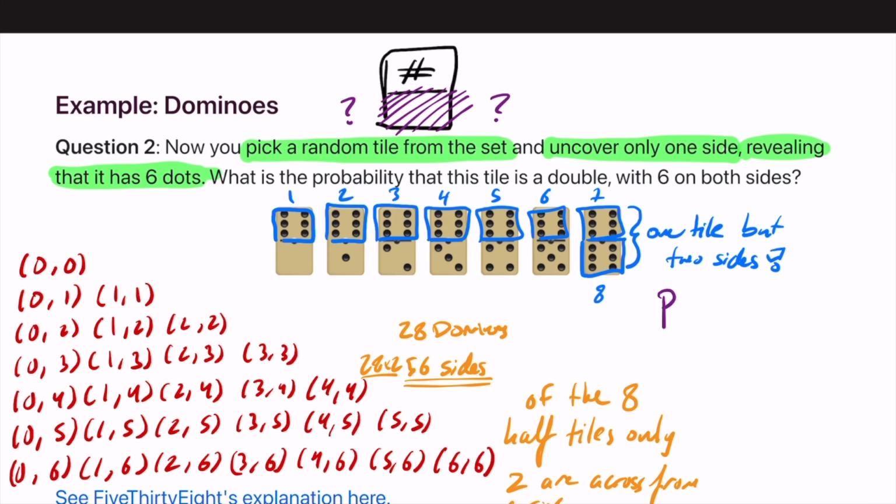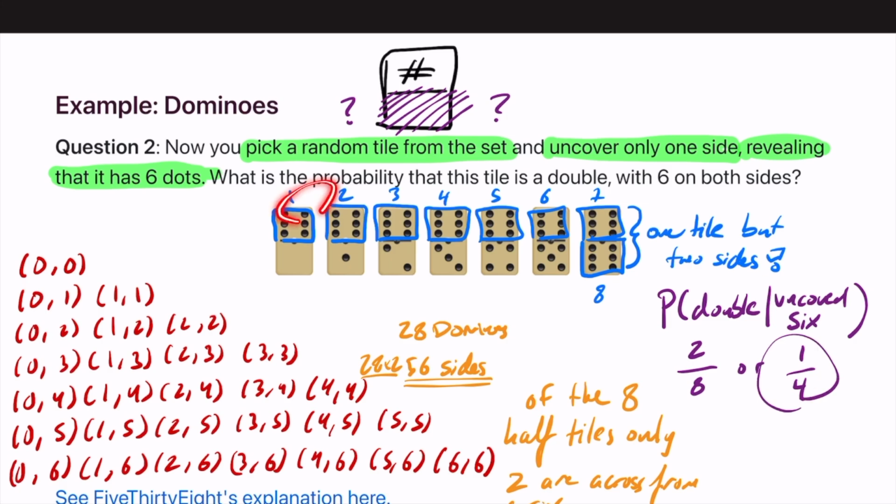It is the probability of a double given uncovered 6. So this is just 2 over 8 or 1/4, because we have 1, 2, 3, 4, 5, 6, 7, 8. That's now our new probability space. And only these two are going to be a double that's across, fulfills this requirement, which I will also highlight.